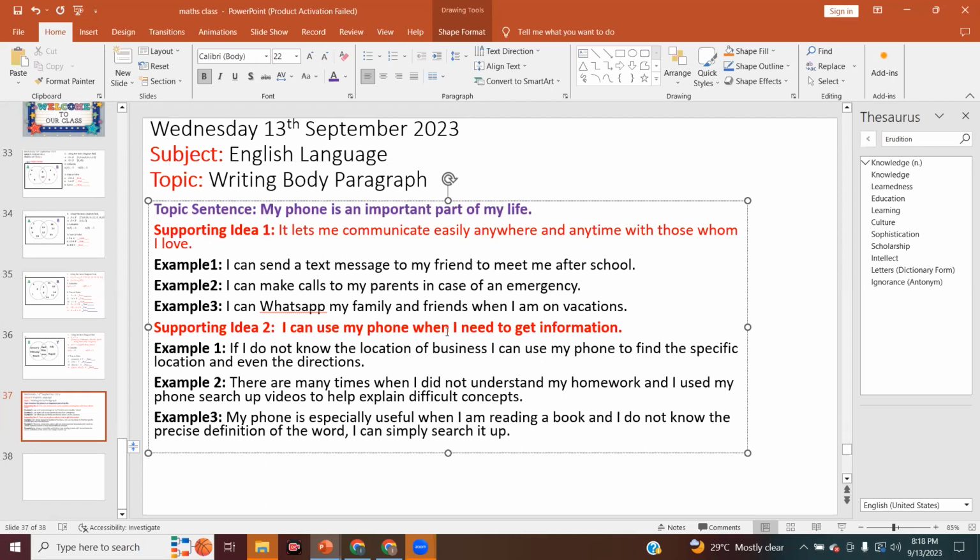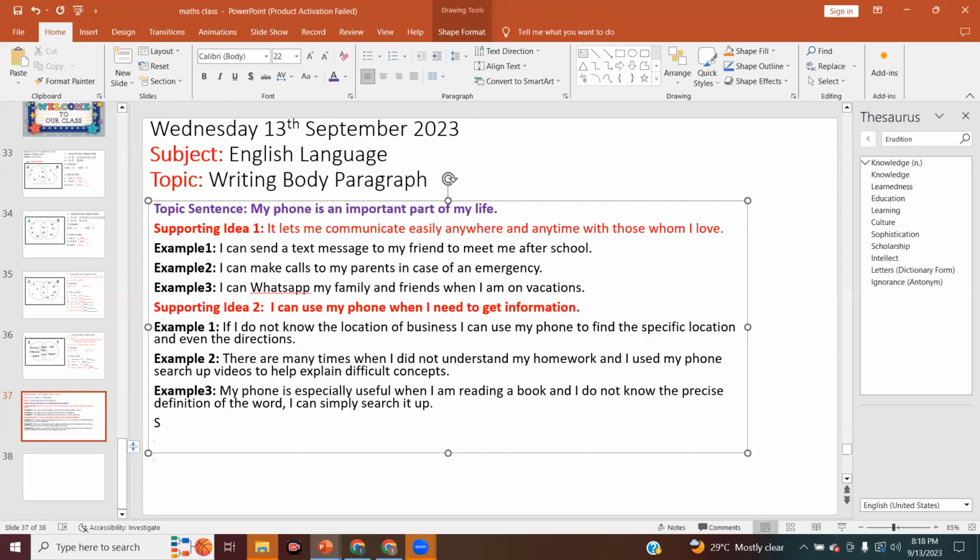I can use my phone when I need to get information. Then you give these three examples. This is how you structure your body paragraph. And then you give one more supporting idea. And that'll be number 3.